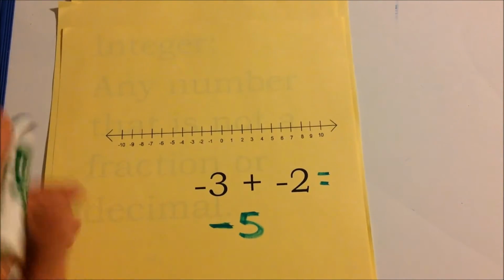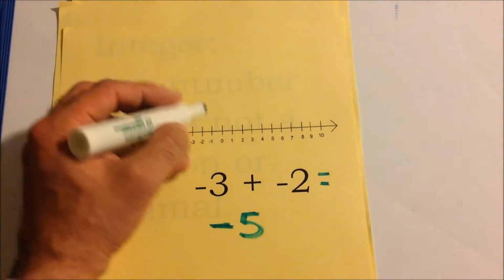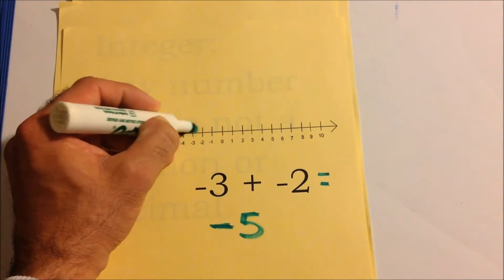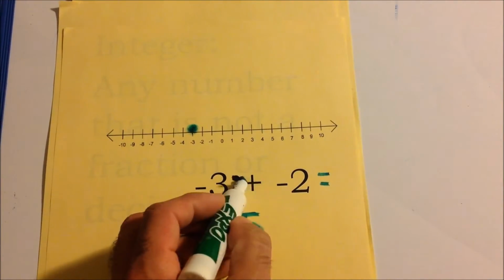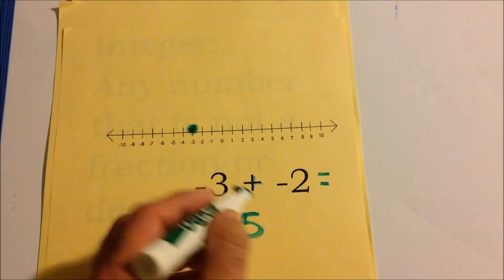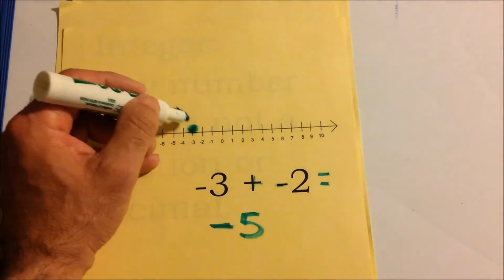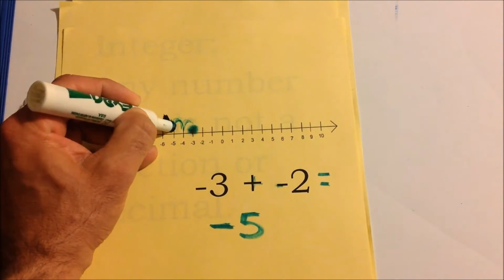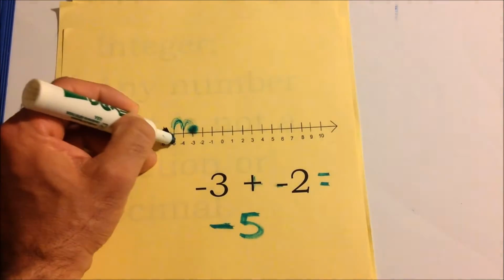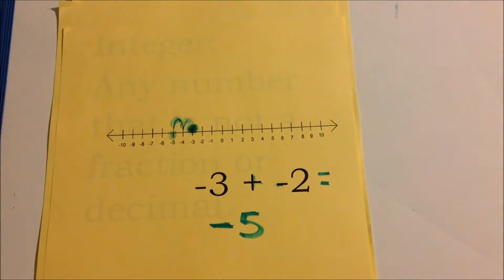Let's look at it on a number line. So this is -3. We'll put a dot on -3. And it says plus -2. So think of it as minusing 2. So you can make a line 2 more spaces to the left, and you'll get -5.